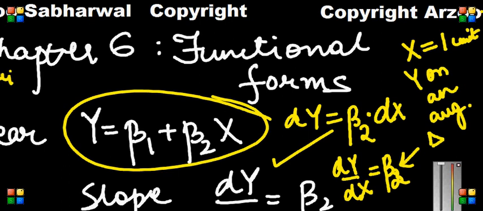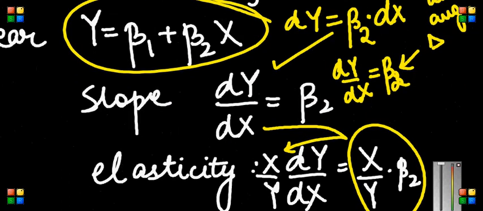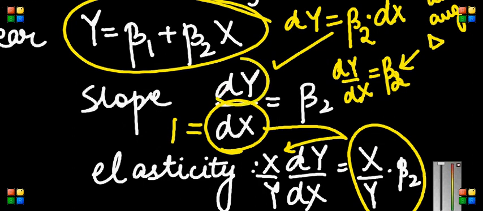So just see this, I can see it through the slope, that if I put dx, which is the change in x, equal to 1, then dy comes to be beta 2. So if I change x by 1 unit, then on an average y changes by beta 2 units.